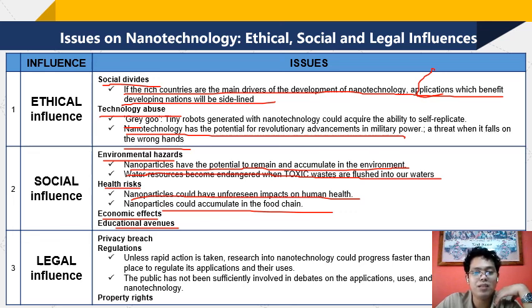On the legal influence, we have privacy breach, as I mentioned a while ago, no? When it comes to espionage. No? Regulations, unless rapid action is taken, research in nanotechnology will progress faster than a place to regulate its applications and their uses. And then the public has not been sufficiently involved in debates on the application uses of nanotechnology and even property rights. So these are some of the issues, no, that might arise out of nanotechnology, that might or has also already risen from this nanotechnology.